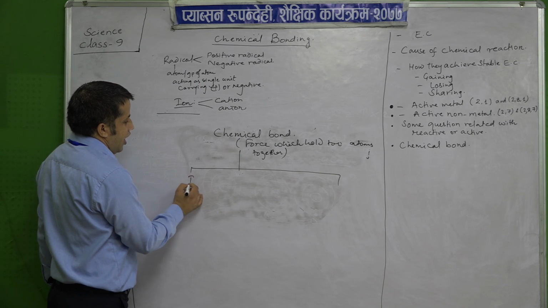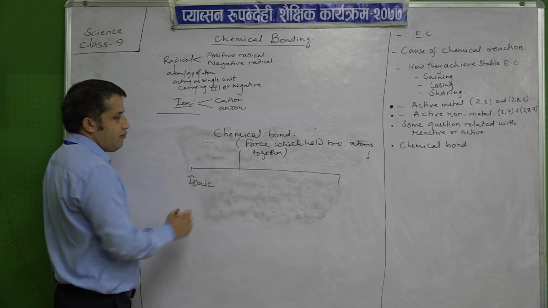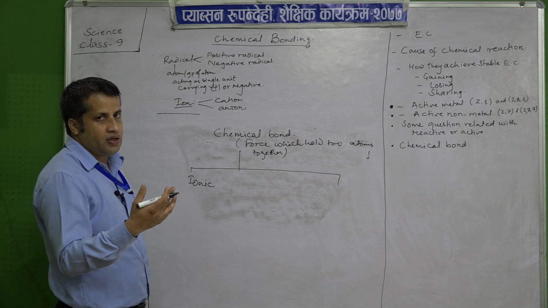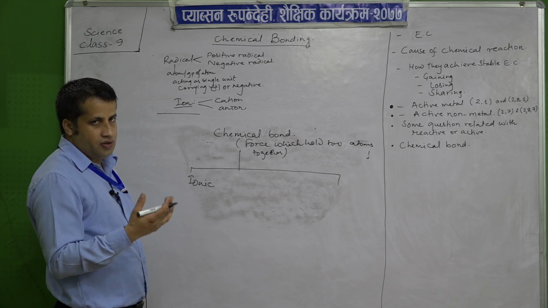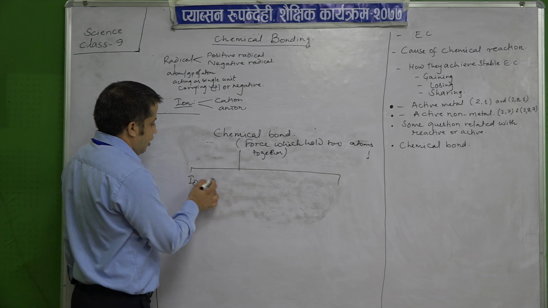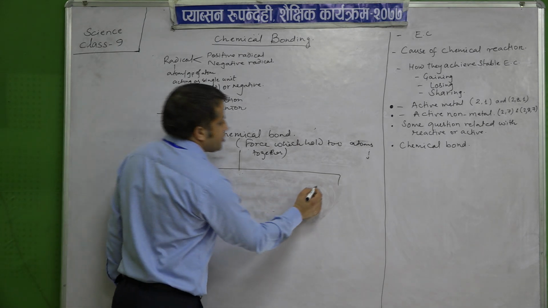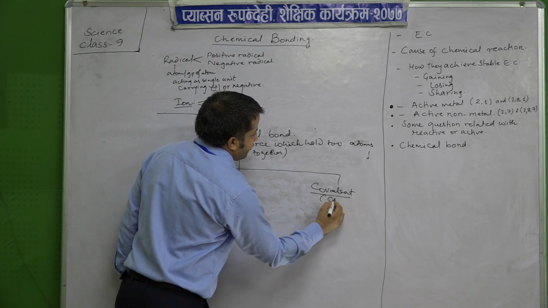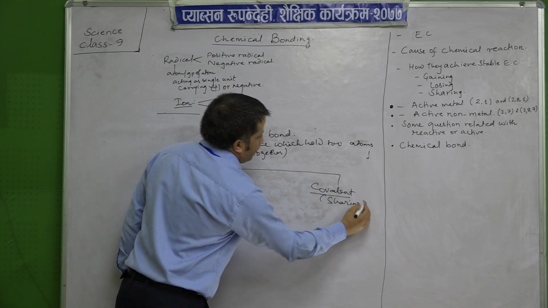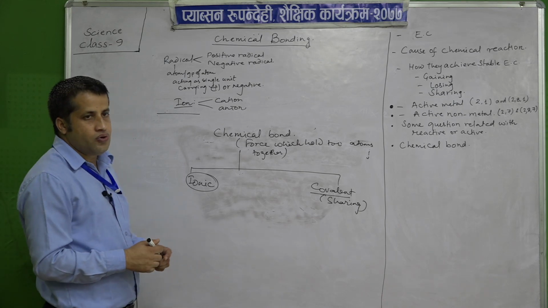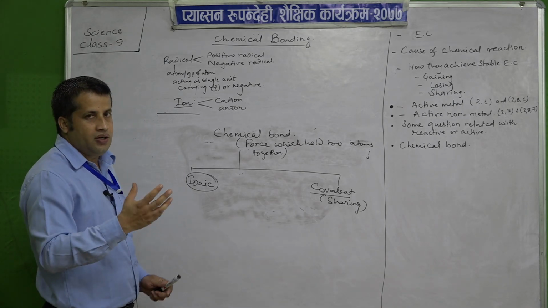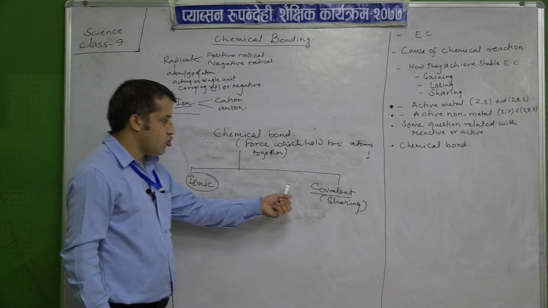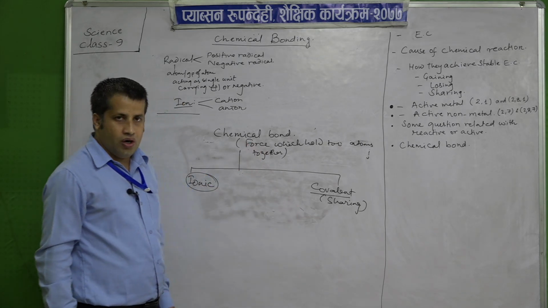One is ionic bond. As we have already discussed, by transferring of electron, they can acquire the stable electronic configuration. And another is covalent bond, that is by sharing. If the force is acting between two elements because they are sharing the electron between each other, then that is called a covalent bond.